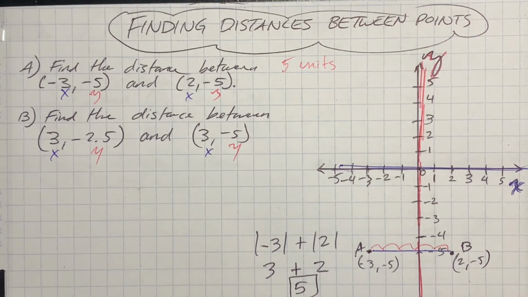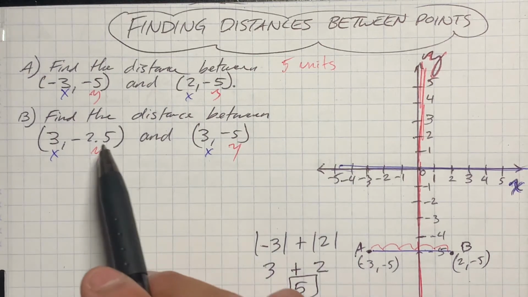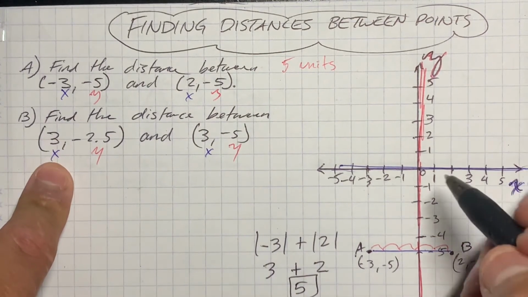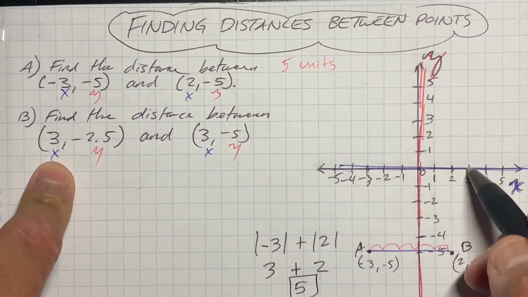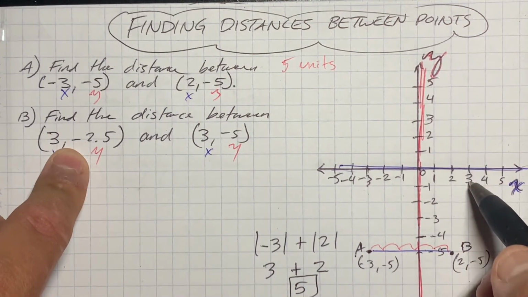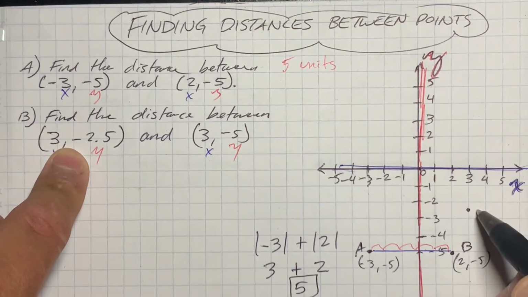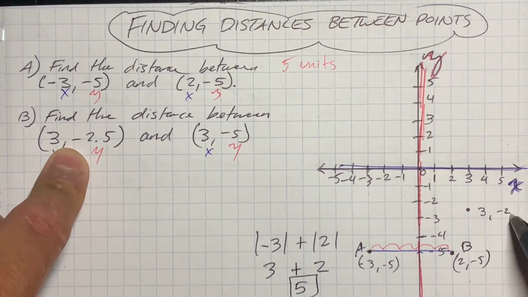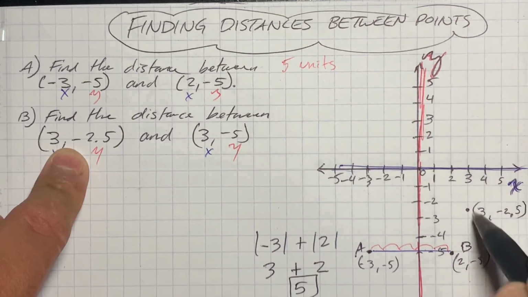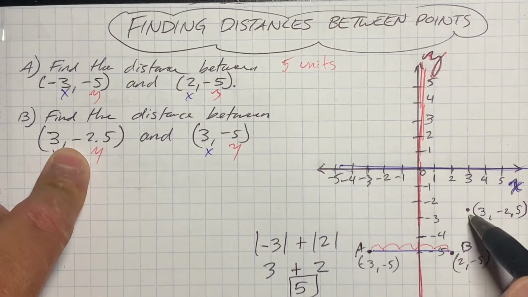All right, we're going to do the same thing for the second one. For this one, we're going to go +3 on your x-axis, and then -2.5. So here's -1, -2, -2.5. We're going to plot that there. This is 3 and -2.5. Label it. We'll call that one point C.